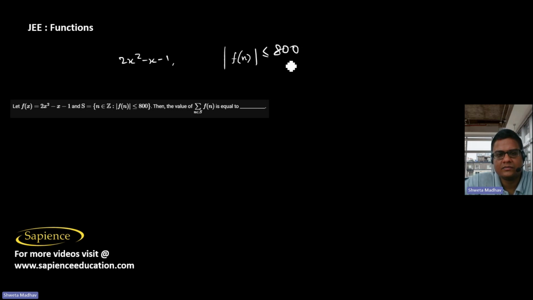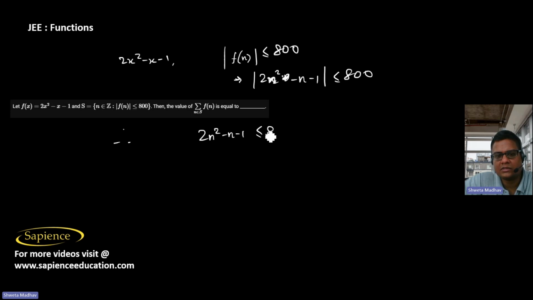And here it is told, let f of x equal to 2x square minus x minus 1, and S be all n belongs to Z such that mod of f of n is less than or equal to 800. So therefore mod of f of n, that is mod of 2n square minus n minus 1, should be less than or equal to 800. So it means 2n square minus n minus 1 should be less than or equal to 800 and more than or equal to minus 800.